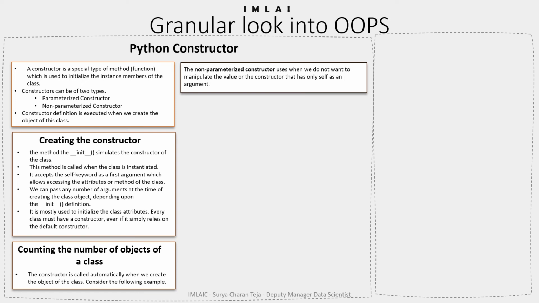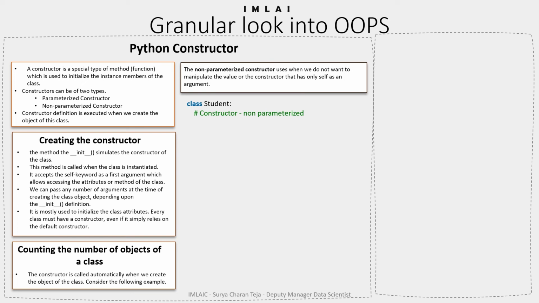Now, the non-parameterized constructor is used when we do not want to manipulate the values; it is the constructor that has only self as an argument. So now we have seen what a constructor is, how we can generate an instance, and how we can write instance attributes using this. Now we will see various types of constructors. The first one in that list is the non-parameterized constructor. Let's see how it looks.